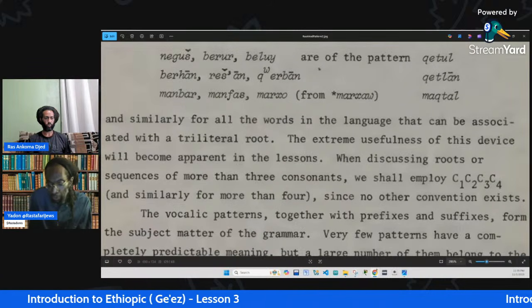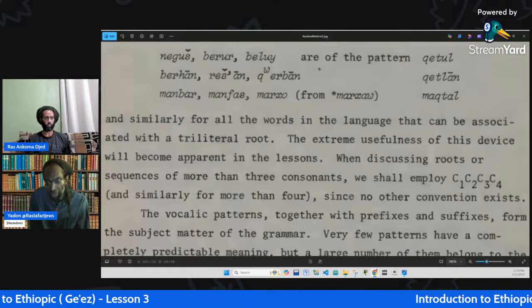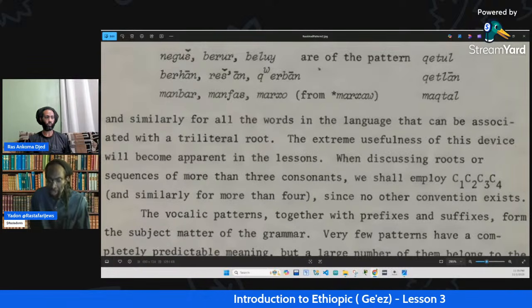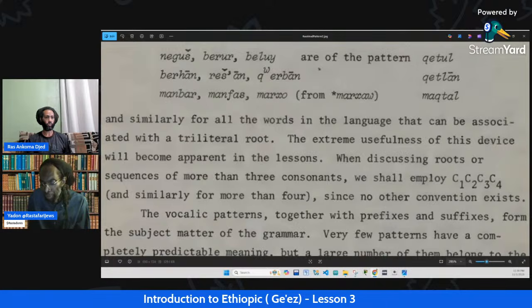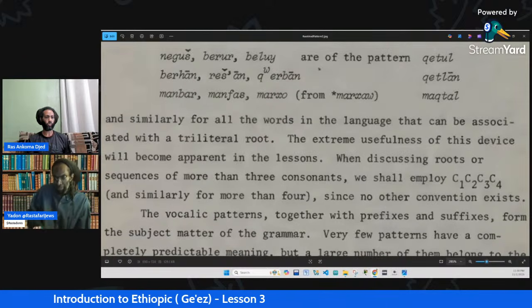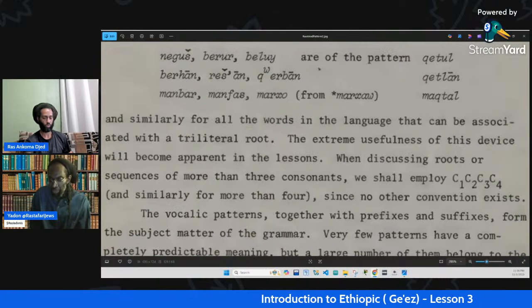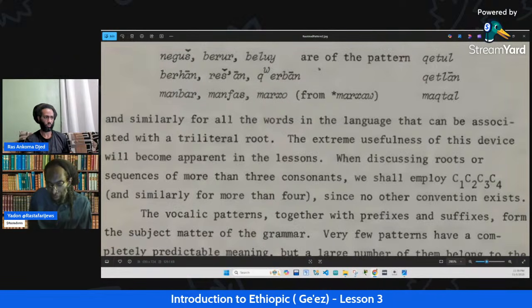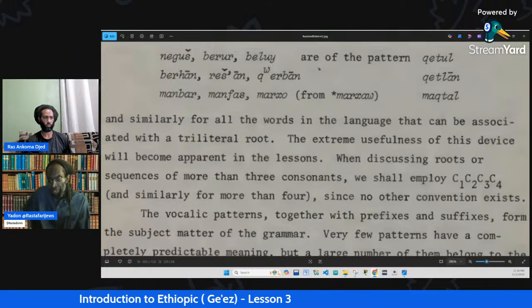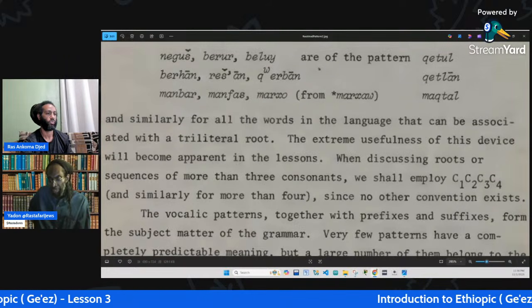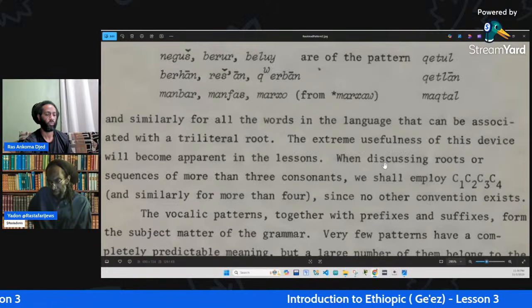When discussing roots or sequences of more than 3 consonants, there are some we shall employ, like we said right there, C1, C2, C3, C4. And similarly, for more than 4, since no other convention exists.